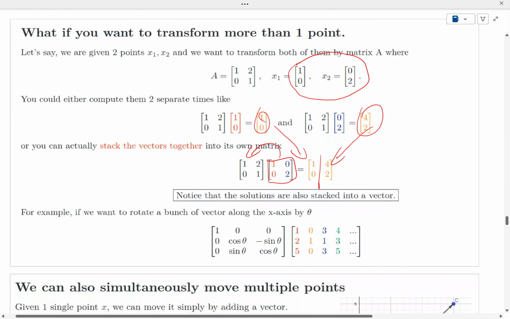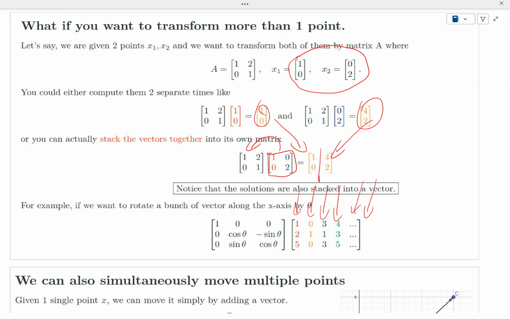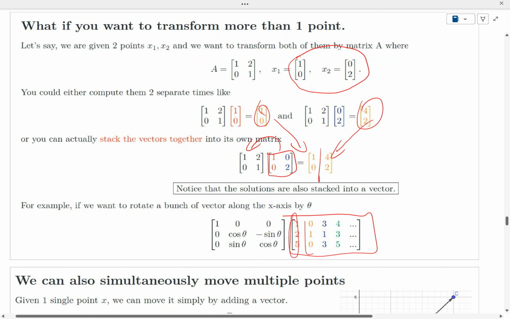And the idea continues. Let's say you have many points, and you're trying to rotate all the points simultaneously around the x-axis. You simply concatenate all the vectors into a single matrix as columns, and then you just multiply. And the resulting points would be the points rotated by some kind of angle.